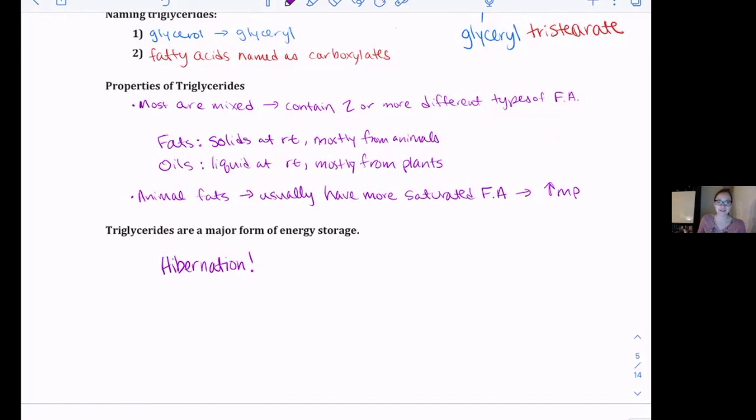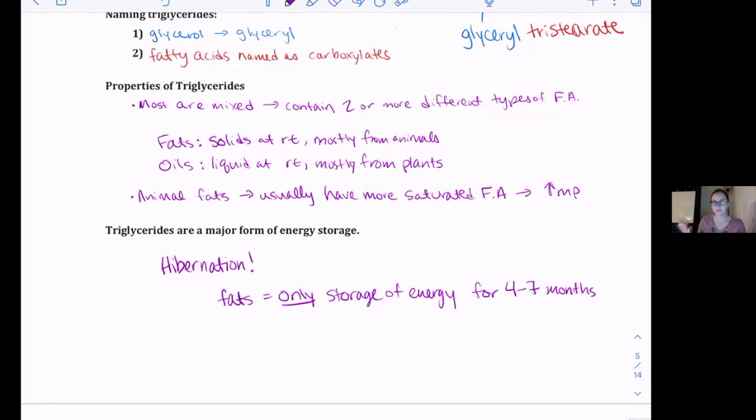other than that side note, triglycerides are what's used up when animals hibernate. These fats, or triglycerides, are the only storage of any kind of energy for 4 to 7 months, depending on the type of animal or how long winter is.